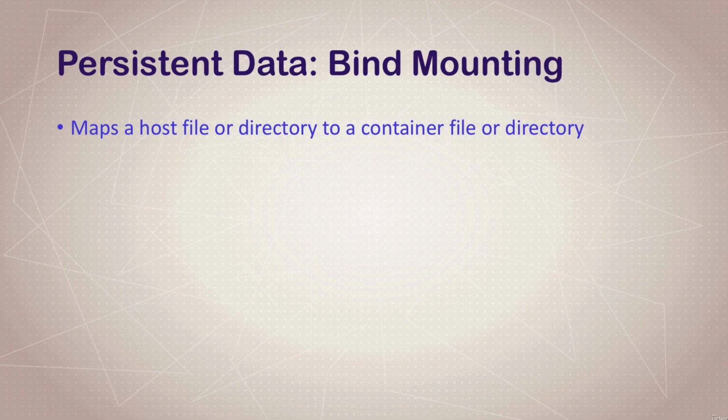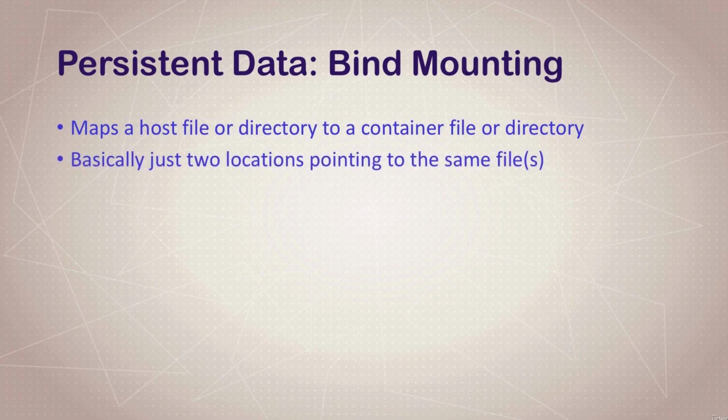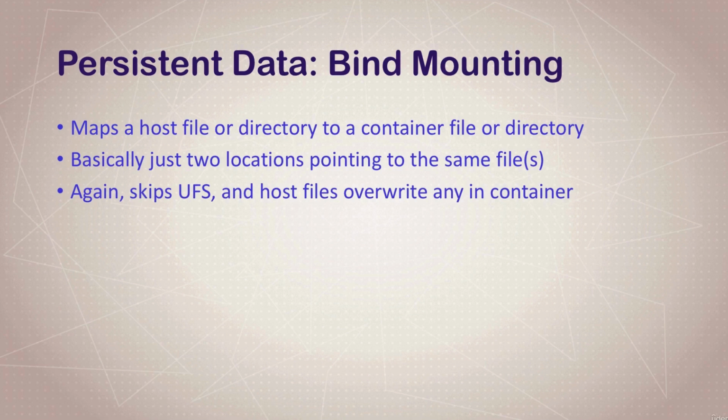Really, a bind mount is just a mapping of the host files or directories into a container file or directory. And you can do just that. You can either specify a directory or just a single file. In the background, it's basically just having the two locations point to the same physical locations on disk. Again, this actually skips the UFS like the other volumes do, so that it's not going to wipe out your host location when you delete the container.